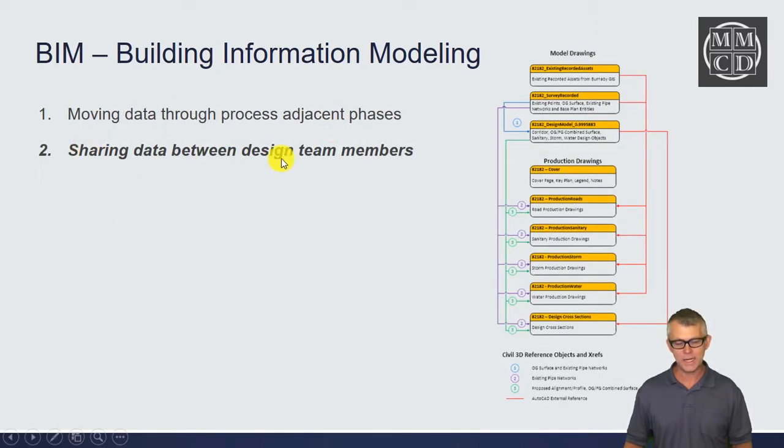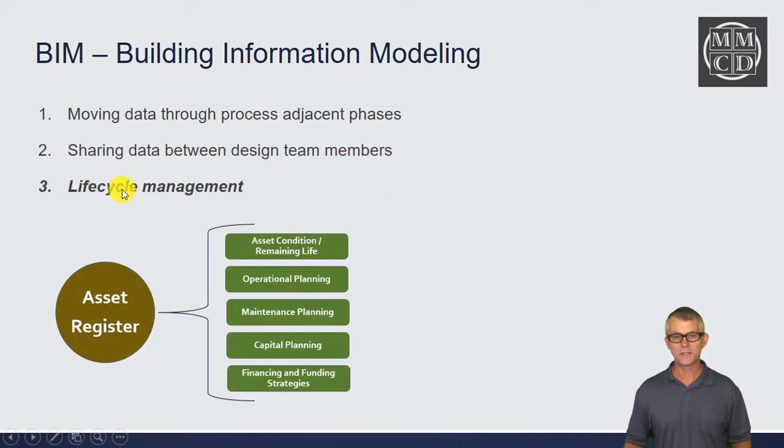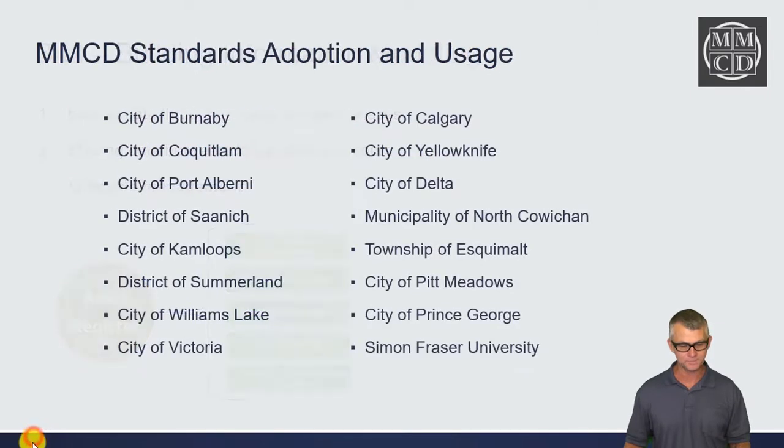We discussed sharing data between design team members. So rather than duplicating data, we create the design model drawing, and then we share that into our production drawings using reference objects for Civil 3D and XREFs for AutoCAD. And then obviously the life cycle management. And at this point, this isn't Civil 3D. So Civil 3D is the vehicle to get the data to your asset register, but BIM as it relates to infrastructure is definitely about life cycle management. So those three areas are how I see BIM as it relates to infrastructure data.